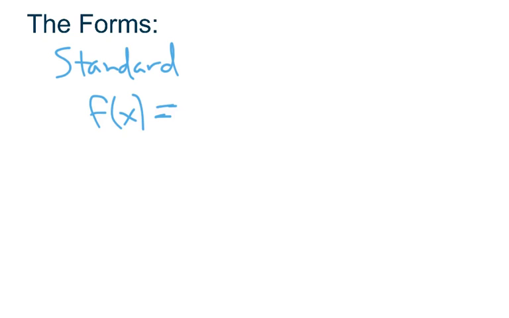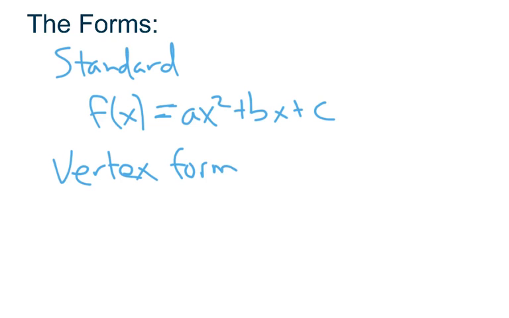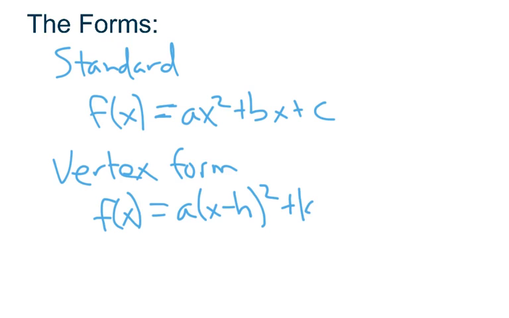So first, we'll talk about the different forms. There are three forms I'm going to address. The first one is standard form, where we have f of x equals ax squared plus bx plus c. Then we have vertex form, which is f of x equals a times the quantity x minus h squared plus k. The reason it's called vertex form is because the vertex is at h comma k.